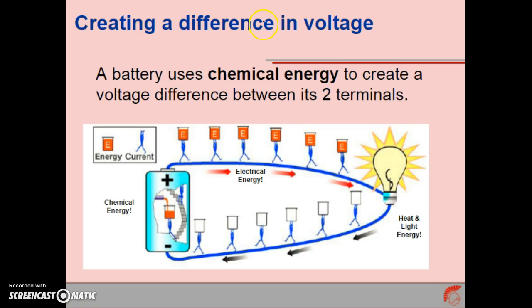So we can create a difference in voltage, and a battery uses chemical energy to create a voltage difference between its two terminals. So we can get a voltage difference, a chemical potential difference, from the cathode to the anode. And as a result, these little bodies here are transporting energy to the bulb, and we get heat and light energy. So we get this chemical energy of these charges that are moving through here, and we get electric current. Once they deliver it, they come back and kind of refill, and they keep this electric circuit going.